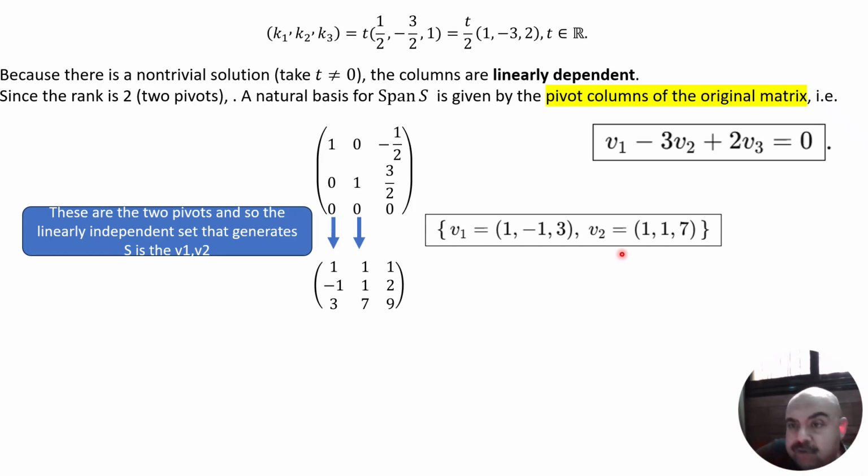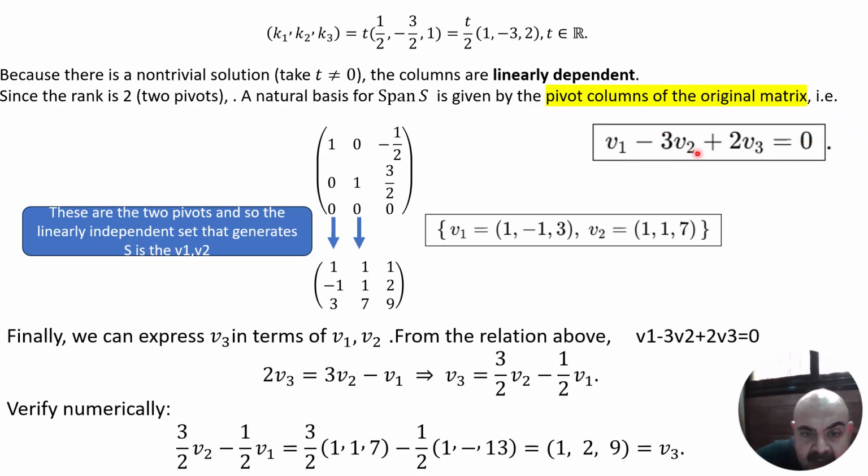From them, I can generate V3. If you want to know how to get V3 out of V1 and V2, just get V3 on one side from this equation, which means V3 will equal V1 over 2 minus 3 over 2 V2, and that's the case that you can take. Which means really, if you multiply V1 by negative half and V2 by 3 over 2, you will end up having V3 as this.